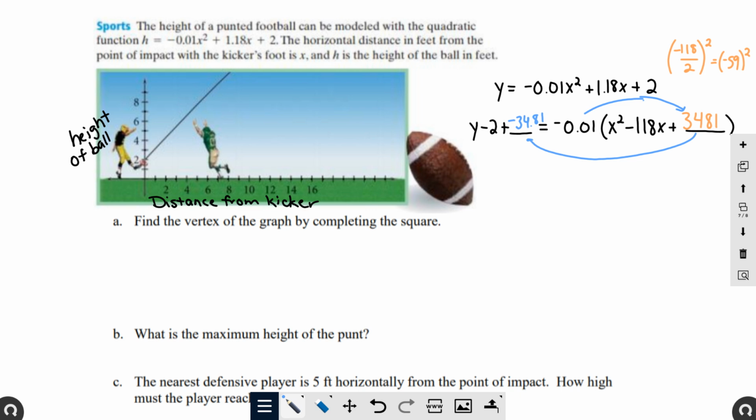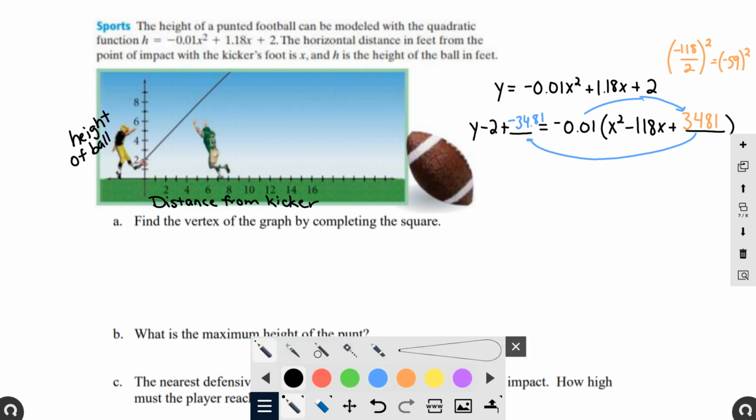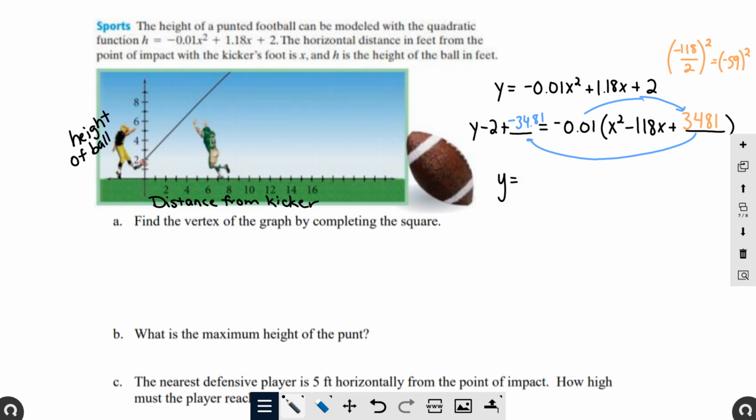And now let's combine those like terms together. Both of these are negative, so if we put those together, it's minus 36.81. Is that right? And then equals negative 0.01. And now we have our parentheses squared. It's going to be x minus, what number is going to go there? 59. That's right. It's half of that middle term if you want to do it that way. Or also the square root of 3481 should be 59 as well.